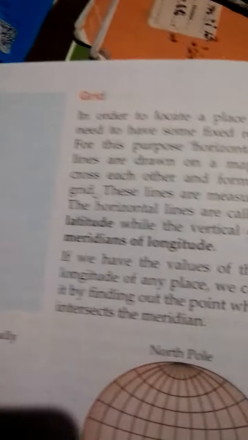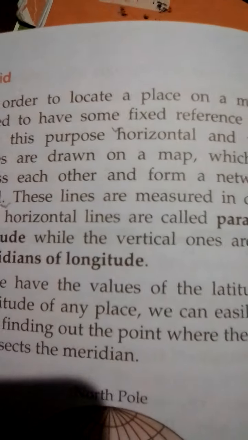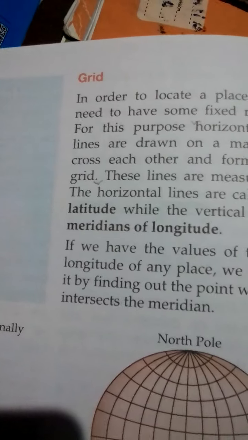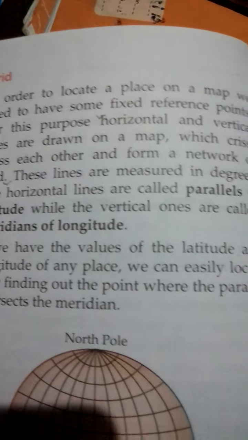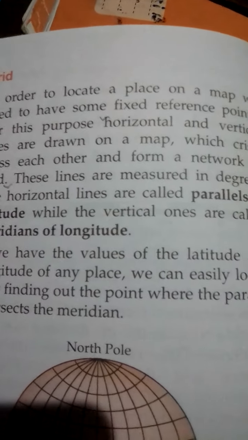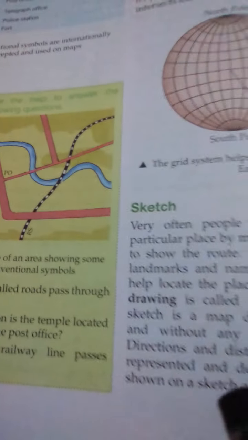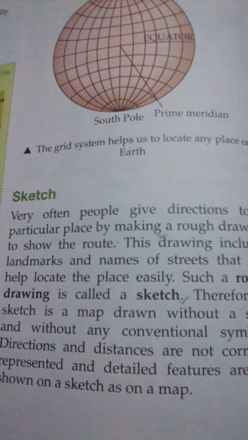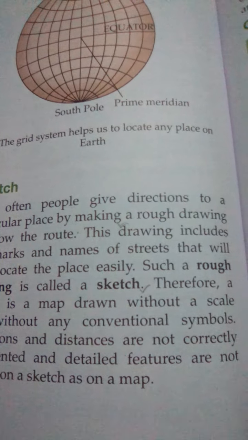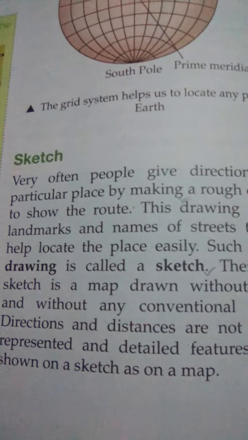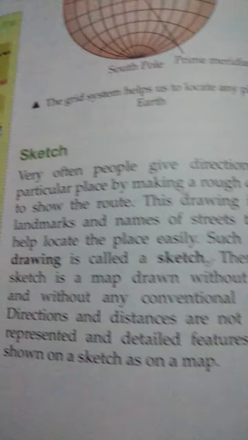Now next is grid. You can see that horizontal and vertical lines cross each other and crisscross each other and form a network called the grid. Now you can see the sketch. Very often people give direction to a particular place by making a rough drawing to show the route. Such a rough drawing is called a sketch.